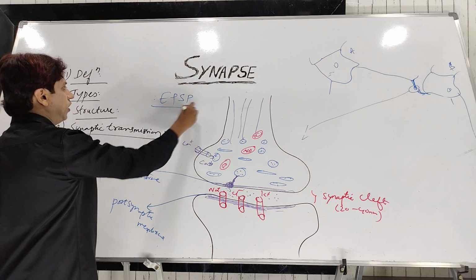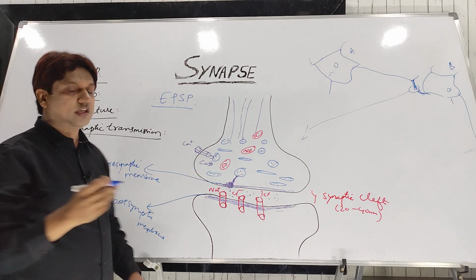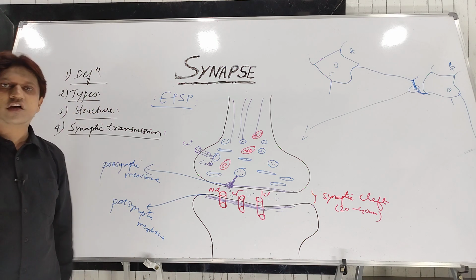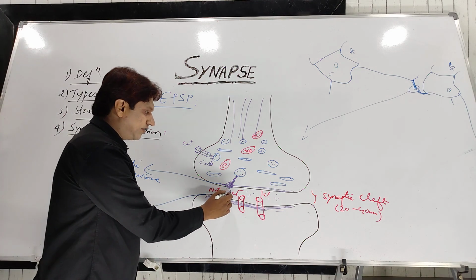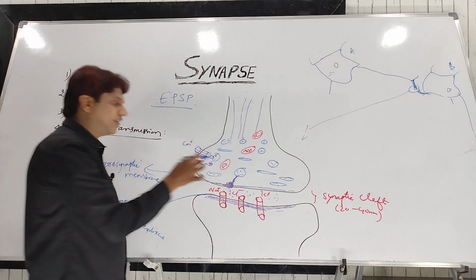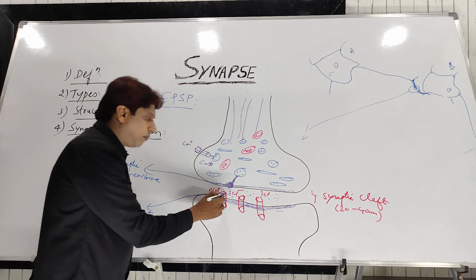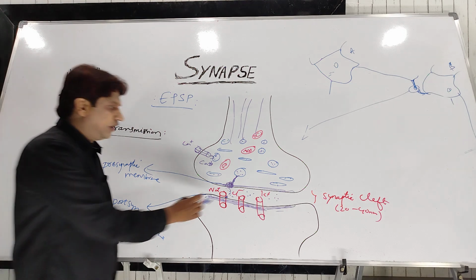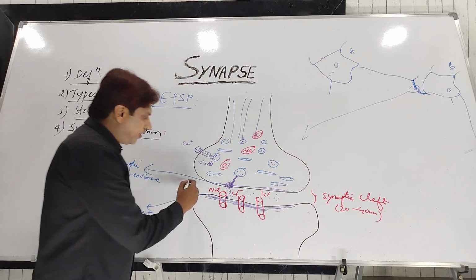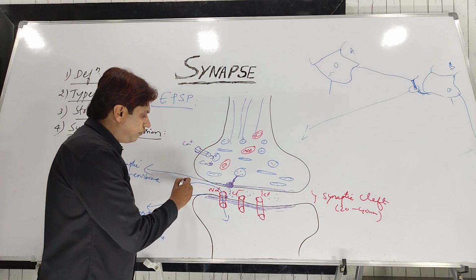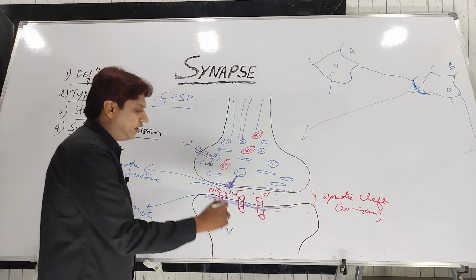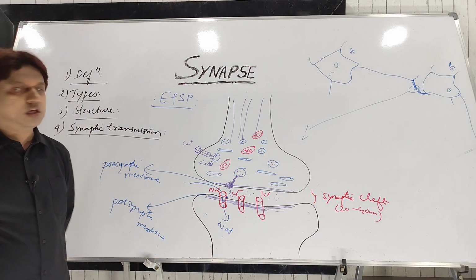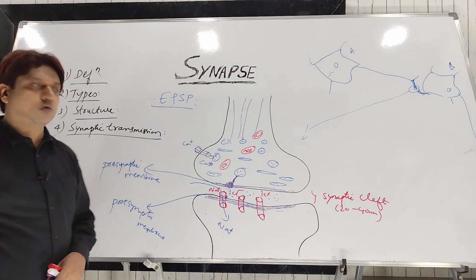EPSP, excitatory postsynaptic potential. Whenever there is an excitatory neurotransmitter, for example glutamate, which is the most common excitatory neurotransmitter in the central nervous system, released at the synaptic cleft, it will bind to either sodium or calcium channels, mainly the sodium channels, and open them. When it opens the sodium channel, sodium from the ECF will enter the ICF, that is, the inside of this cell will become more positive due to the entry of sodium.